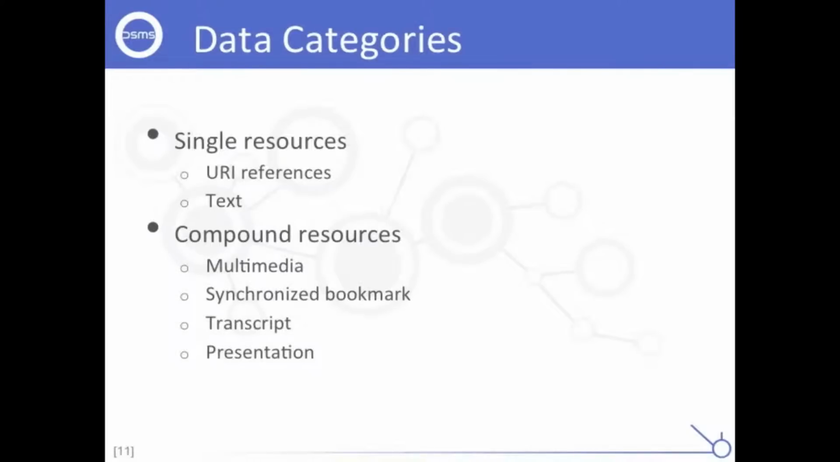Data categories. Synode has categorized data in two data categories. First, single resources are data like a URI reference or simple text. Also, there are component resources. Each component resource is aggregated by one or more single resources, like multimedia, synchronized bookmark, transcript, or presentation.